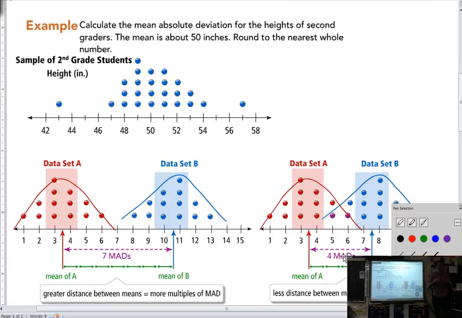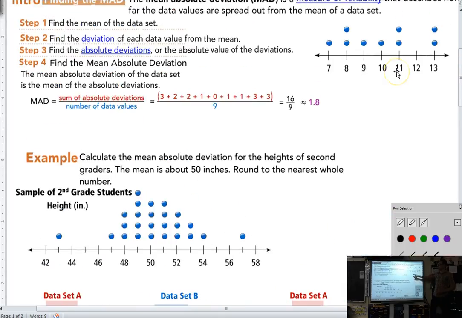1.8 is the MAD, the mean average deviation. Don't you mean absolute deviation? No. The absolute deviations were when we were finding the positive value, that list of red numbers. Those were each of our absolute deviations. Every data point has an absolute deviation, because absolute just means positive, no negatives.